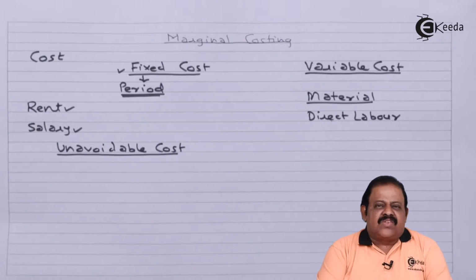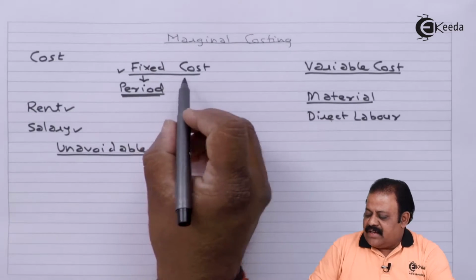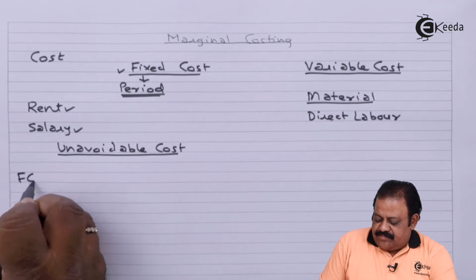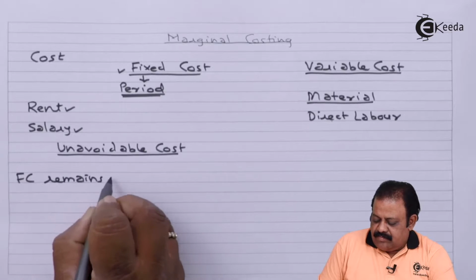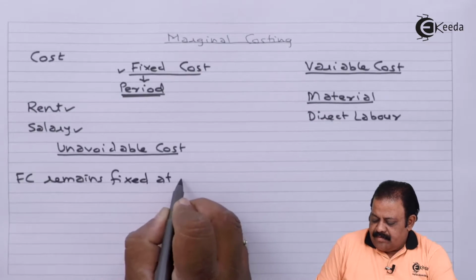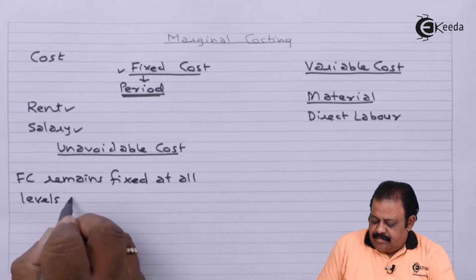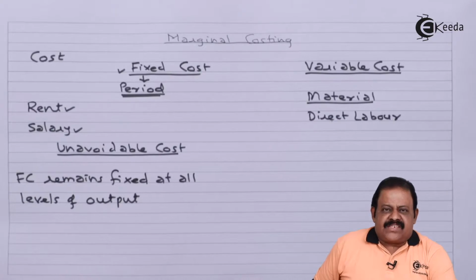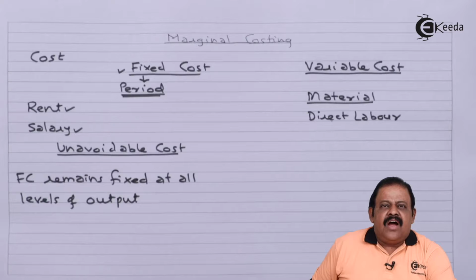So in any business, we come across two types of cost. One is called fixed cost and the other is called what? Variable cost. Fixed cost remains fixed at all levels of output.